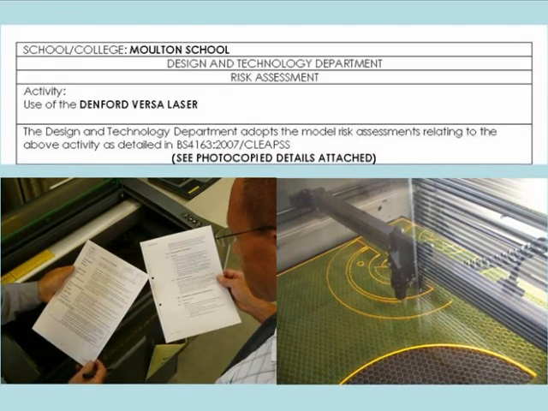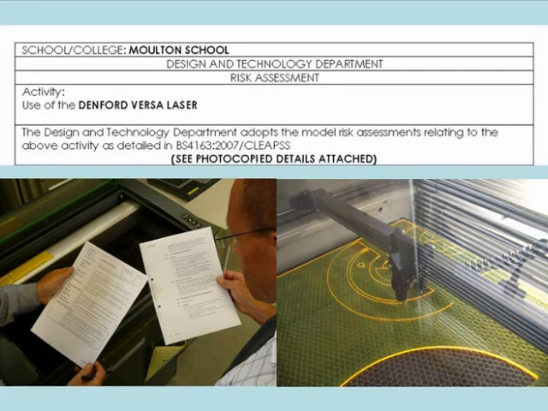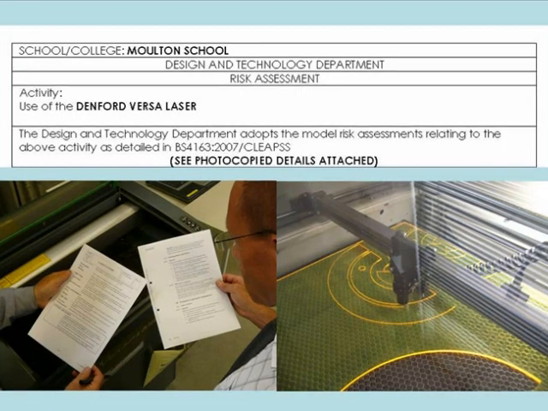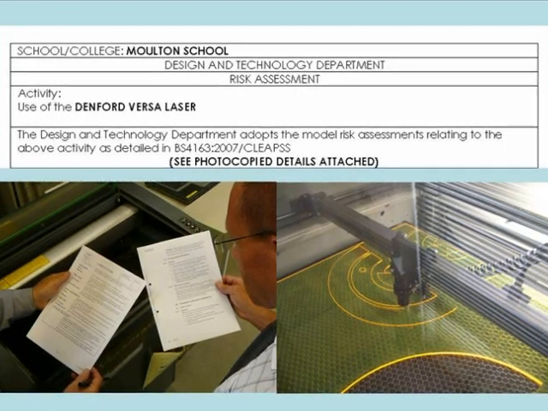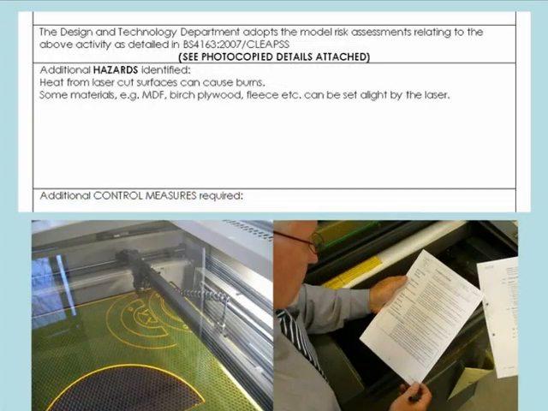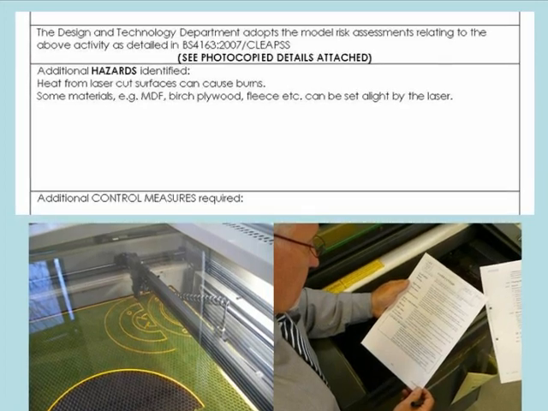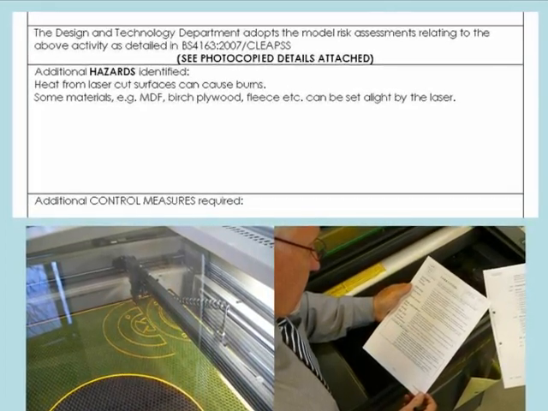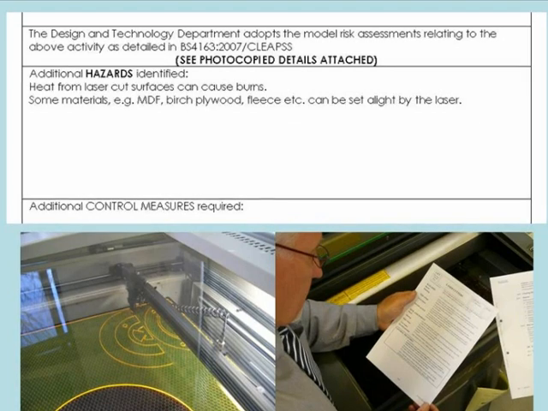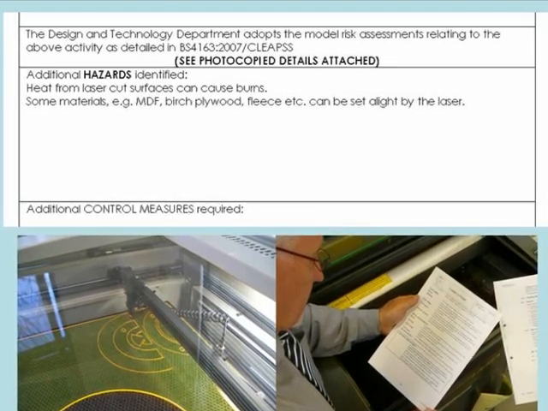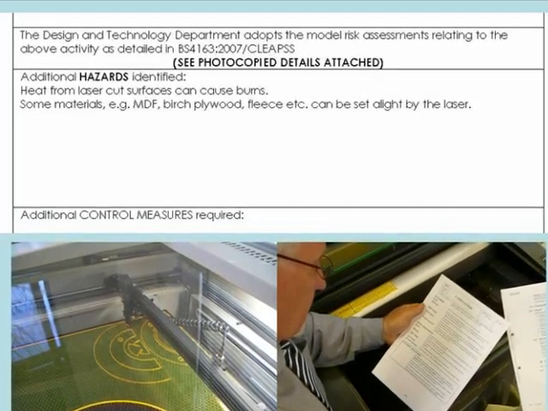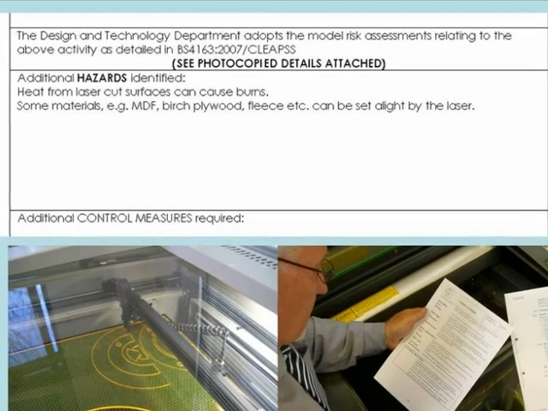The D&T department adopts the model risk assessments from BS 4163/2007 and CLEAPS. At this point, of course, you will have to familiarise yourselves with the hazards and control measures as set out in these model risk assessments. You will then need to adapt the model risk assessment to identify additional hazards and control measures to those detailed in the model, based upon your knowledge and understanding of your local situation. This could include, for example, a consideration of the suitability of the overall working environment in which the activity is taking place, and the specific type and working features of the equipment being used.